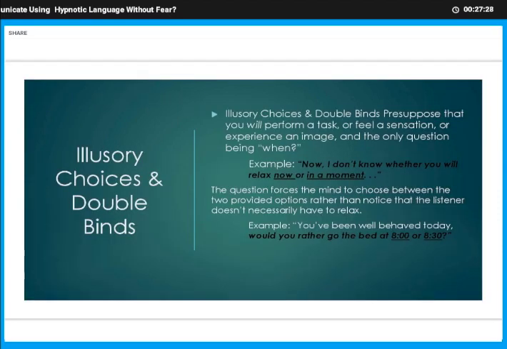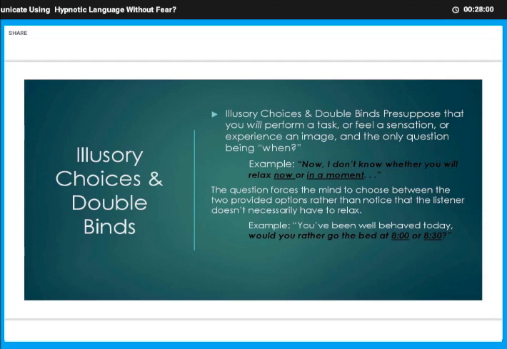Illusory choices and double binds. Illusory choices and double binds work really great with children. Personally, that's the main time that I've used them. But illusory choices and double binds presuppose that you will perform a task or feel a sensation or experience an image, and the only question is when. So now I don't know whether you will relax now or in a moment. Now I'm giving you an illusory choice.